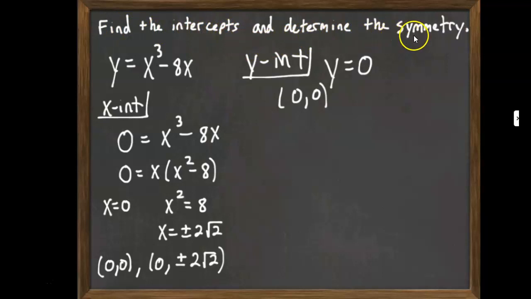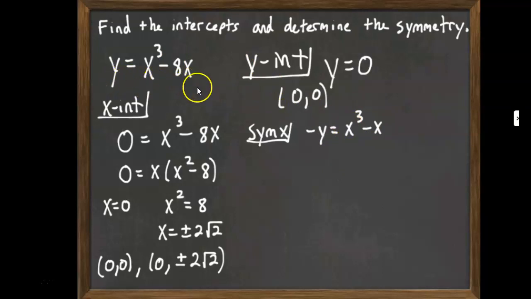Now we want to determine the symmetry. Towards that end, we have 3 types of symmetry that we need to check for: symmetry about the x-axis, symmetry about the y-axis, and symmetry about the origin. We begin first with symmetry about the x-axis. Remember, the check for symmetry about the x-axis is we go into the equation and replace y with its opposite, and then check: is that equation the same as the original?